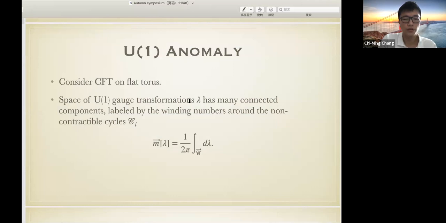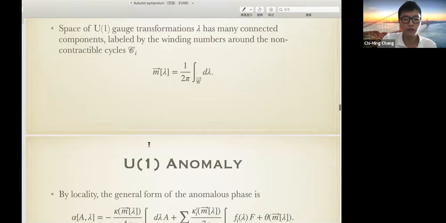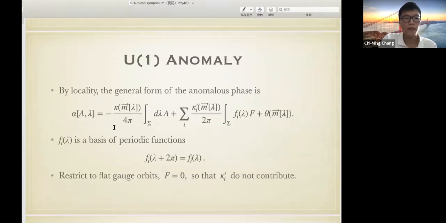The space of U(1) gauge transformations may have many connected components, and they are labeled by the winding numbers around non-contractible cycles. This is given by this formula: we consider dλ and integrate it along some non-contractible cycles. I use this vector notation to combine these numbers into vectors. And by the locality condition, the general form of the anomaly space should be like this.